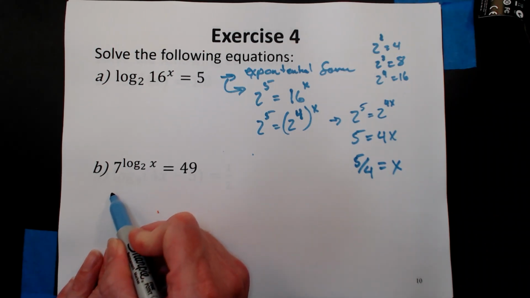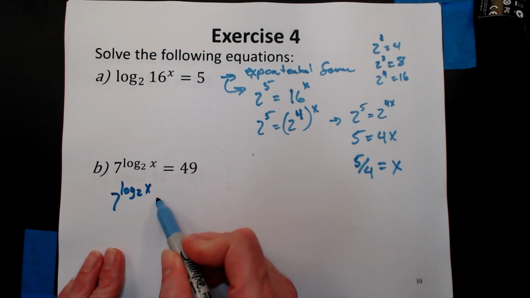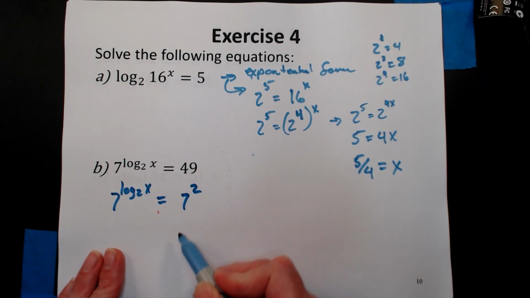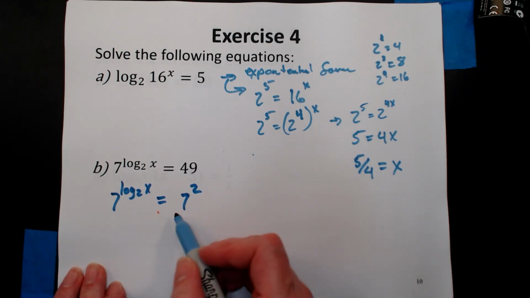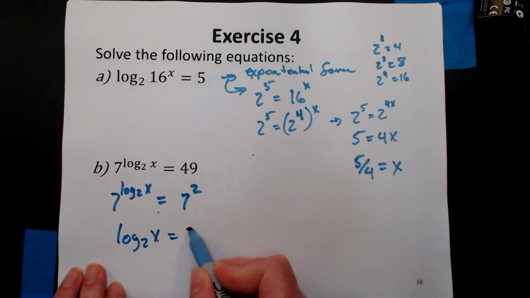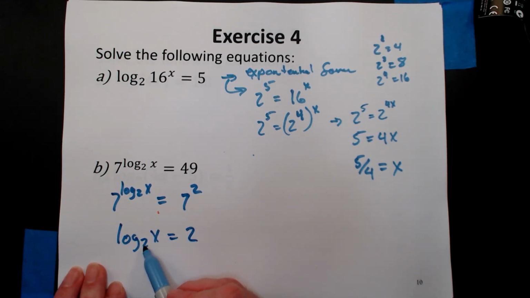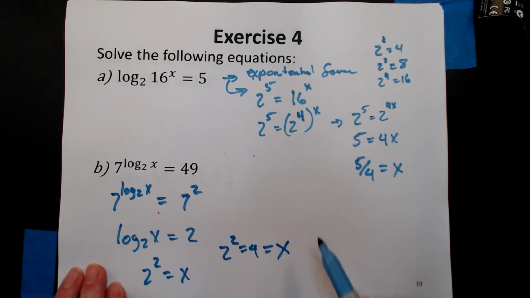Since my logarithm is up in the exponent here, I'm going to say this is equal to 7 squared. And so we can think of these as canceling, in other words, taking log base 7 of both sides. And we're going to get log base 2 of x has to equal 2. So if I raise 2 to the 2nd power, I'll get x. 2 to the 2nd power is 4, so x is 4. And so 4 is our answer here.